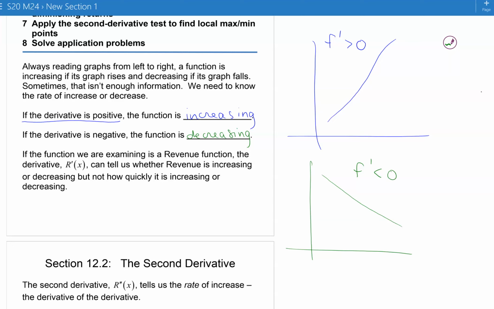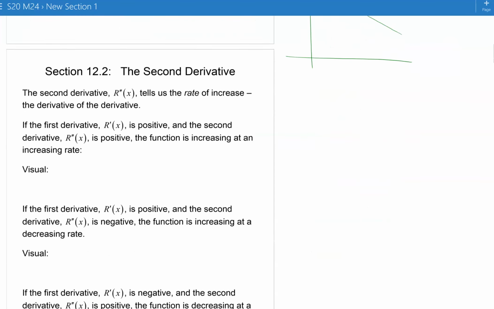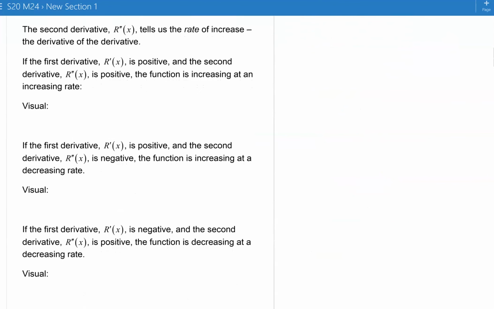If the function we're examining is a revenue function, then it would be important to know whether it's increasing or decreasing, but the first derivative can't tell us how fast or how quickly it's increasing or decreasing. So that's what we need the second derivative for. The second derivative tells us the rate of increase. It's the derivative of the derivative.